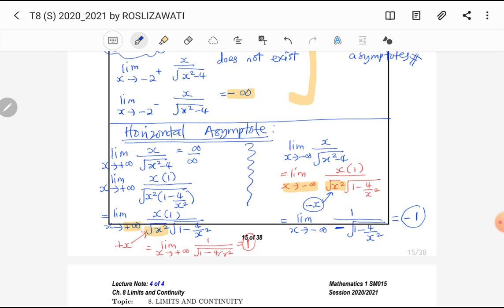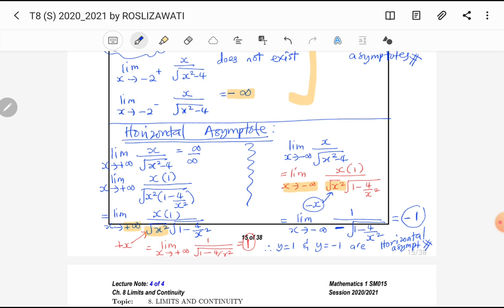Okay. So, kita ada x approaches positive infinity. The answer is 1. X approaches positive infinity. The answer is 1. When x approaches negative infinity, the answer is negative 1. So, we got two different numbers. Okay, therefore, okay, y equal to 1 and y equal to negative 1 are both horizontal asymptote.